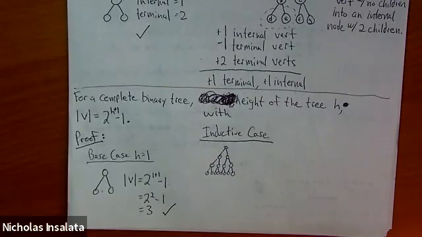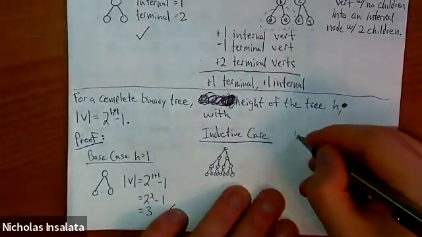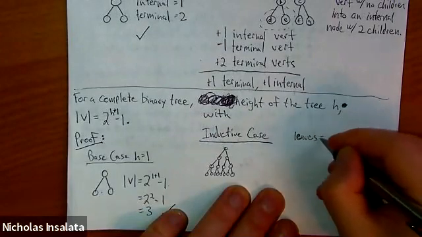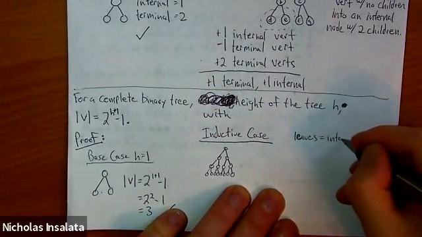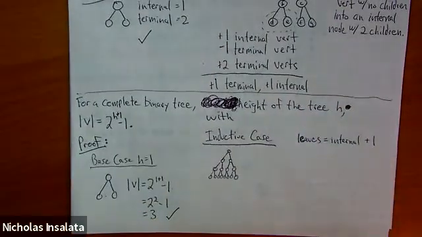Okay, if a complete binary tree is full, then the leaves equal the internal plus 1. Okay, so I'll make a little note here. Leaves equals internal plus 1. Okay, that's what we proved before. Great, so how does that help us?